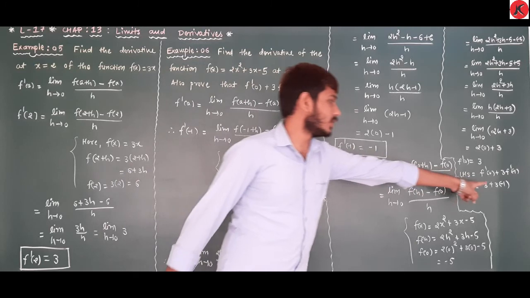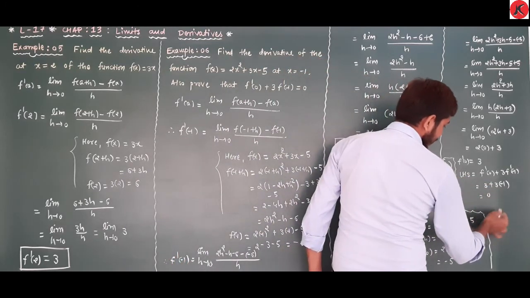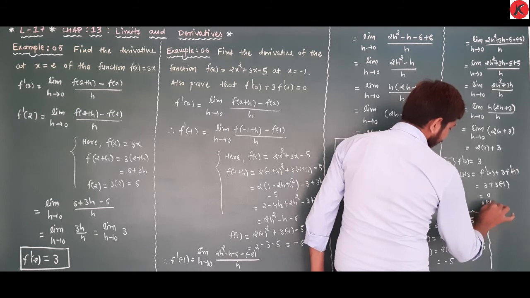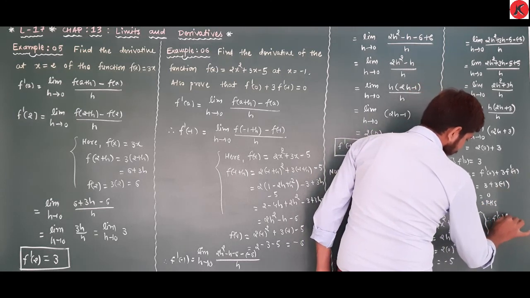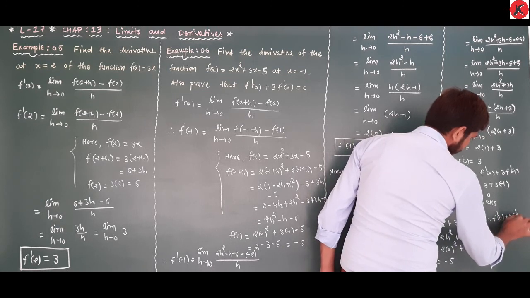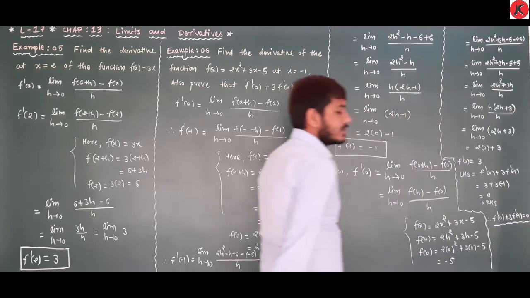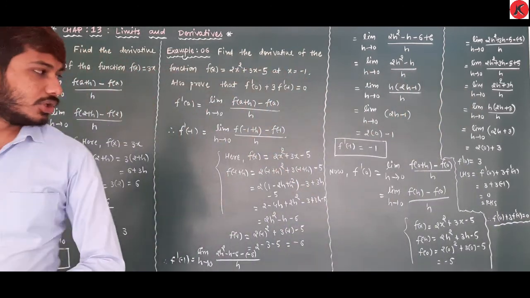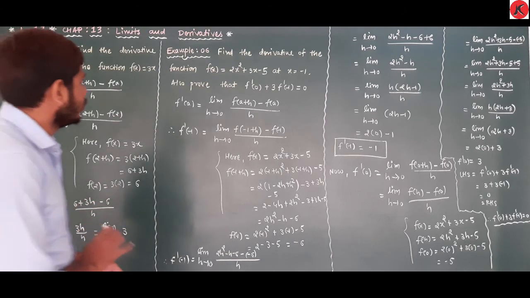f dash minus 1 is minus 1. Therefore, we are getting 3 minus 3, 0, which is the right hand side. Therefore, we can say that f dash 0 plus 3 times f dash minus 1 equals 0.